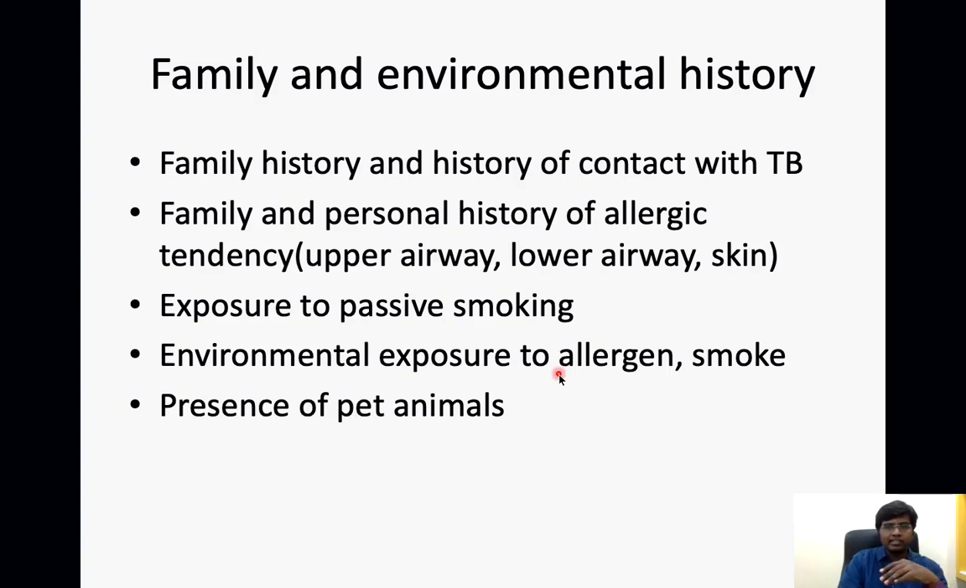And history of contact with TB, that I have already told. And history of allergy, like food allergy. That means the child might be allergic to peanuts, or to some contact dresses, so you have to avoid those things in these children. Then exposure to passive smoking. Children are very much susceptible to passive smoking. The father might be a smoker, so the child will have passive smoking exposure, which might aggravate asthma in these children.